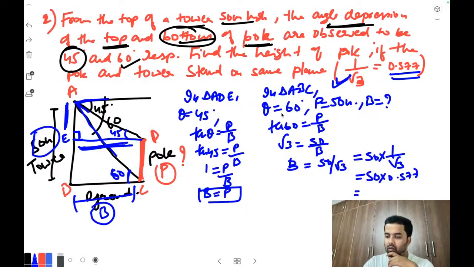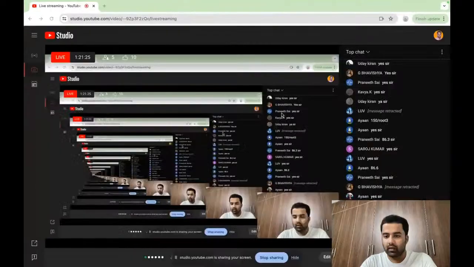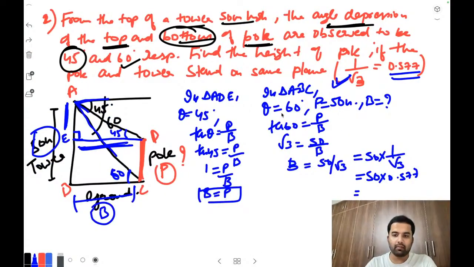So next thing what we can do here, at least we got the base value. After multiplication, just let me get the answer of this one. 50 into this 0.5777. Anybody have the answer of this? 28. Yeah, fine. Thanks, Ayan. 28.85. Okay, fine. So this base value we got. What is that? 28.85.